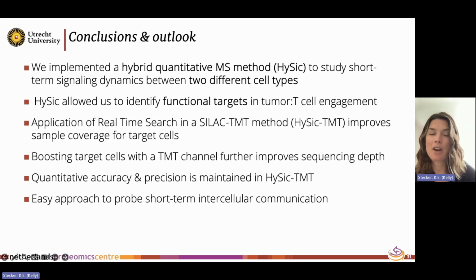And additionally, boosting target cells with a TMT channel further improves our sequencing depth. And in our method, our quantitative accuracy and precision is maintained. And overall, this is very much an easy approach to probe short-term signaling in intercellular communication. And of course, we used it here in the context of immune T cells and tumor cells. But for any cell engagement that you're interested in, this approach would be beneficial. And we're excited to take this in many different directions, including looking at how treatment with different drugs is manipulating this interface, and we hope to extract which pathways are really important for modulating these responses.